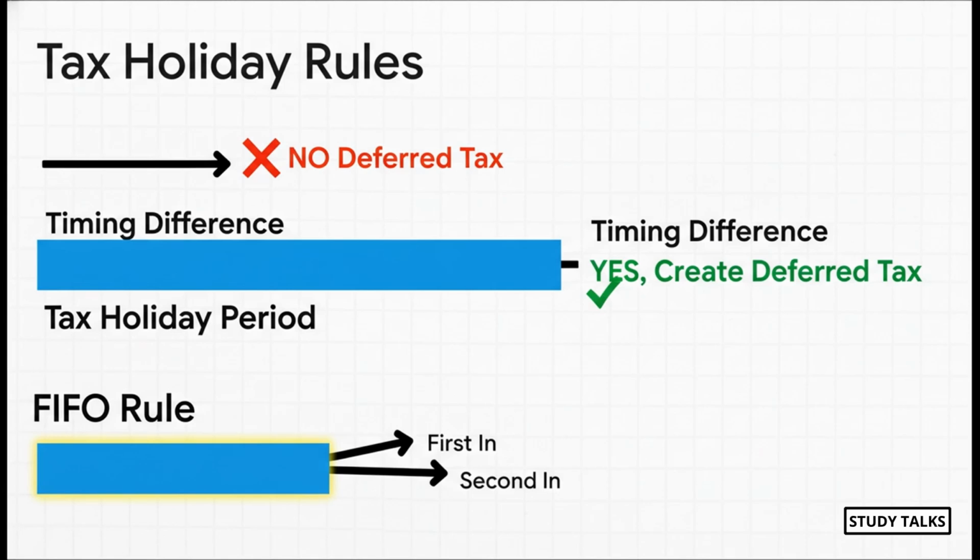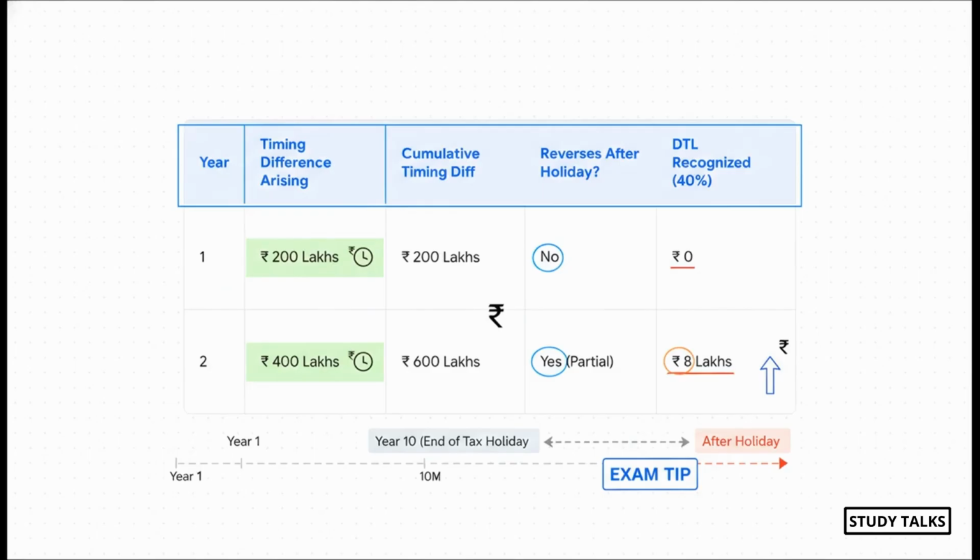And the key assumption you must use for calculations is FIFO. The differences that arise first are assumed to reverse first. Let's look at this example to see it in action. They have a 10-year tax holiday. In year 1, a 200 lakh timing difference comes up. In year 2, another 400. Using FIFO, we have to figure out how much of this total 600 lakh difference will reverse while the company is still tax-free and how much will spill over into the taxable period later. As you can see from the calculation, a small part of it is expected to reverse after the holiday ends, and it's only for that part that we recognize a DTL. It perfectly shows the principle in action.